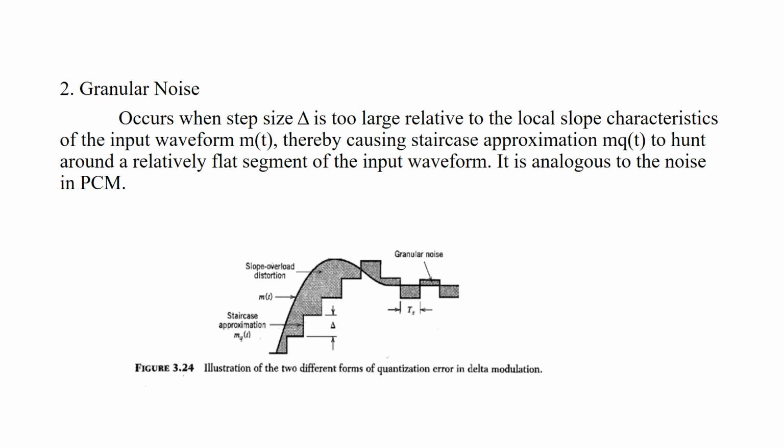The next error, the second one, is granular noise. It occurs when the step size delta is too large relative to the local slope characteristics of the input waveform M of t, thereby causing the staircase approximation MQ of t to hunt around a relatively flat segment of the input waveform. This is analogous to the quantization noise in pulse code modulation.